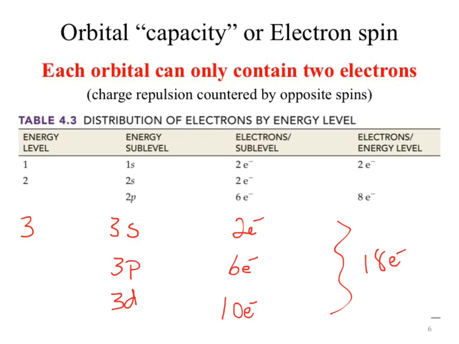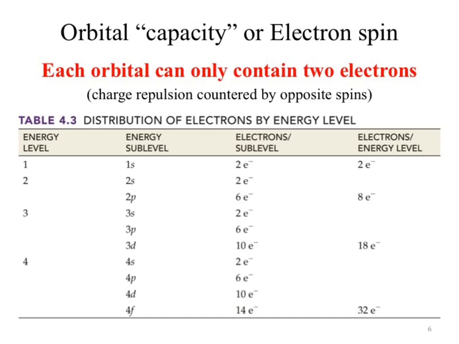Okay. You could go through and propagate this out for energy level 4, energy level 5 and 6 and 7 and so on. So you can propagate that out and see how many electrons you can get in. Okay? So the next big part of this is how do we actually put the electrons in? Okay, we started to discuss that.